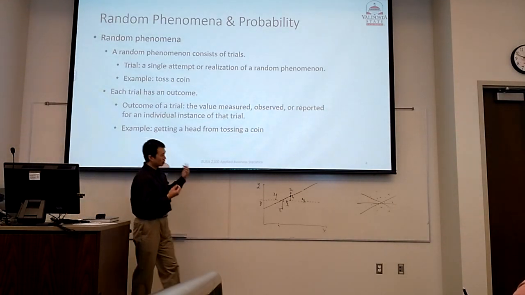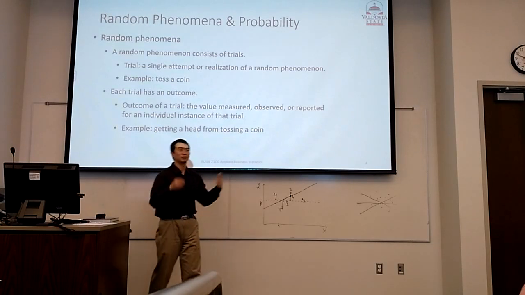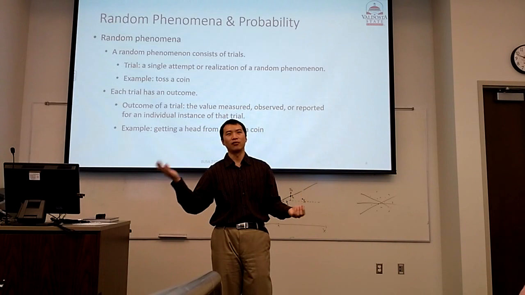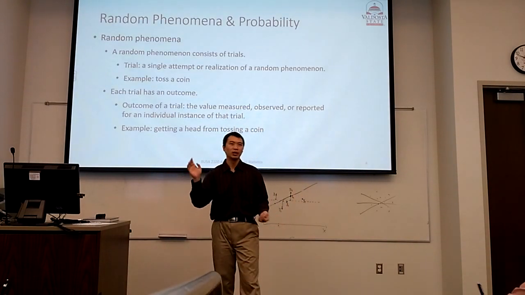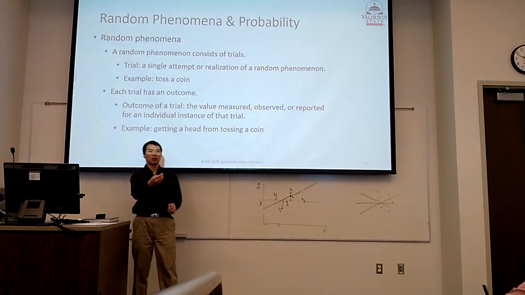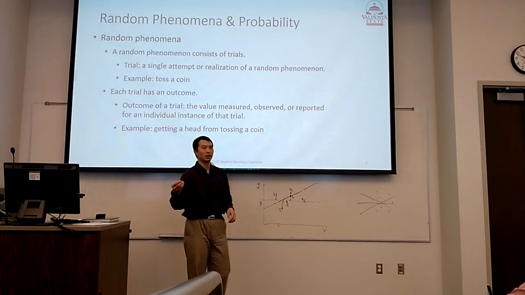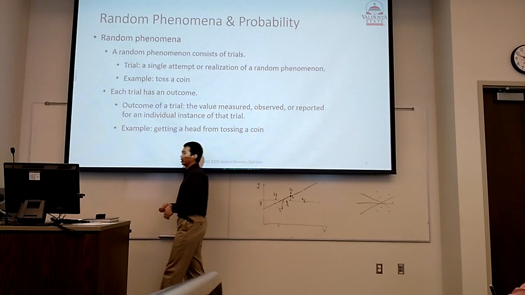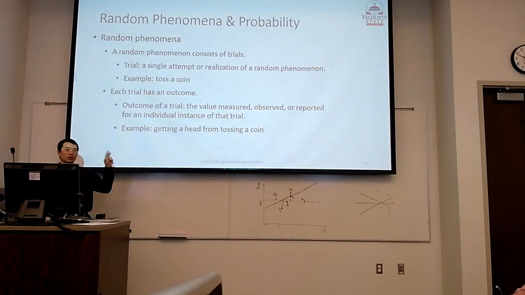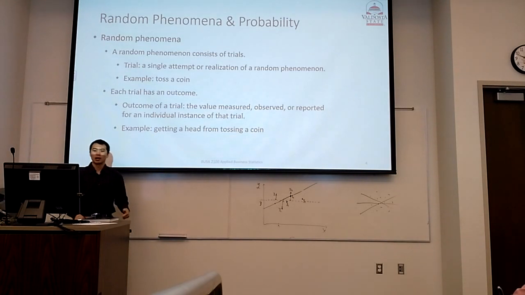So the outcome doesn't have to be quantitative. The temperature, the weather, the temperature, it could be quantitative. But for this one, tossing a coin, head or tail, it doesn't have to be quantitative or numeric. So those two concepts, trial and outcome.